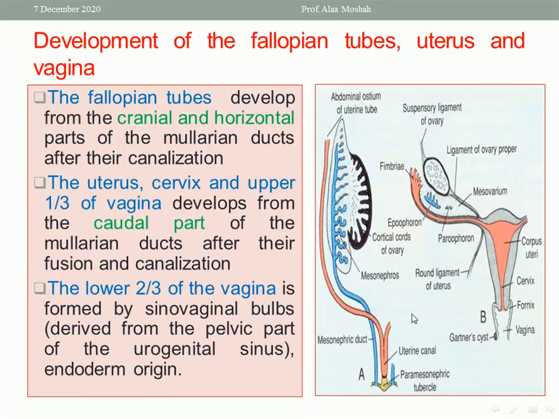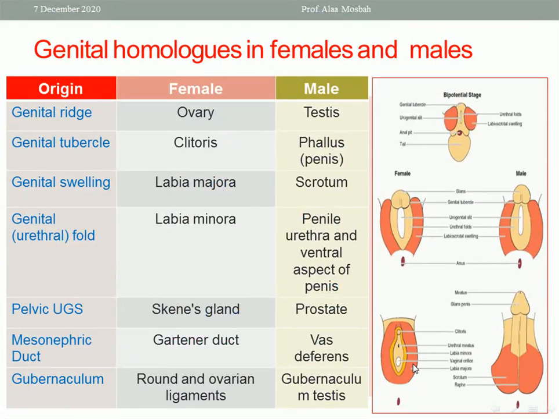Then the two Mullerian ducts fuse with each other to form the uterus, cervix, and the upper third of the vagina. Of course, the septum in between will dissolve, making it one cavity. The lower two-thirds of the vagina develop from the sinovaginal bulbs derived from the pelvic part of the urogenital sinus. So this is the development of the fallopian tubes, uterus, and vagina.